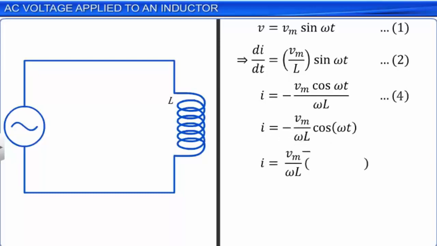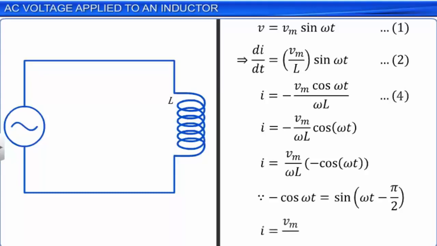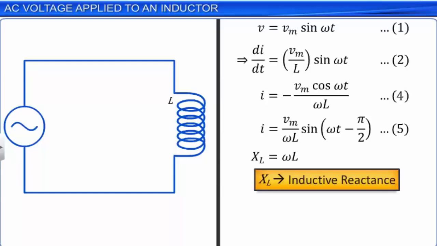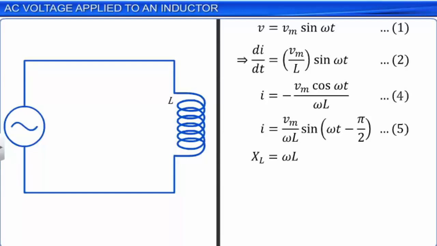Writing minus cos omega t as sin omega t minus pi by 2, we get I equal to Vm by omega L into sin omega t minus pi by 2. Let this be equation 5. Now we substitute omega multiplied by L with XL, which is known as the inductive reactance of the circuit. We get the amplitude of the current Im equal to Vm by omega L or Vm by XL, since we know it to be the maximum current value attainable. Hence, equation 5 now becomes I equal to Im sin omega t minus pi by 2. Let this be equation 6.